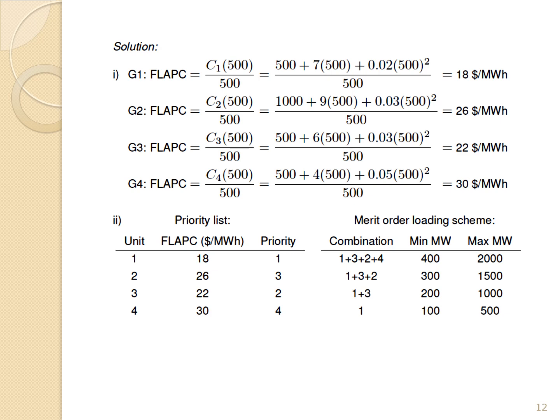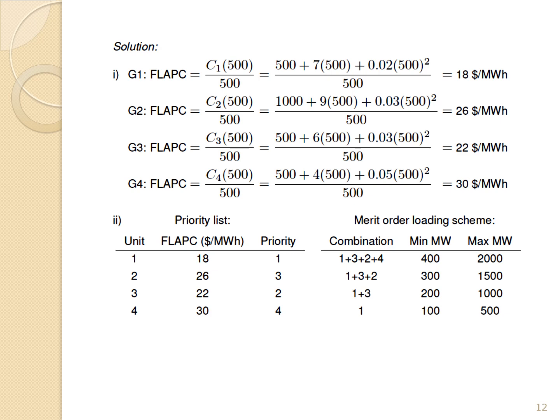Similarly, we can make the combination of the merit order loading scheme in terms of what load is connected to the system or what load needs to be supplied. So we may have different combinations here. The first combination is if the load demand is higher and we require all 4 units, then the combination will be 1 plus 3 plus 2 plus 4, meaning unit number 1 will be loaded first, followed by unit number 3, then unit number 2 and then unit number 4.